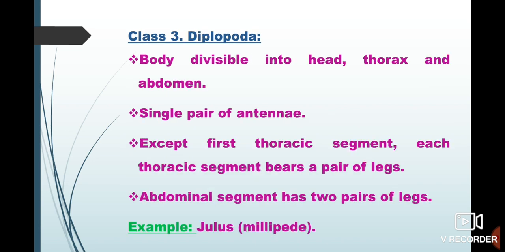The third class is Diplopoda. The body of Diplopoda is divided into head, thorax, and abdomen. A single pair of antennae is also present. Except for a few thorax segments, each segment of their body bears a pair of legs. However, each abdominal segment has two pairs of legs. An example of class Diplopoda is Julus, or millipede.